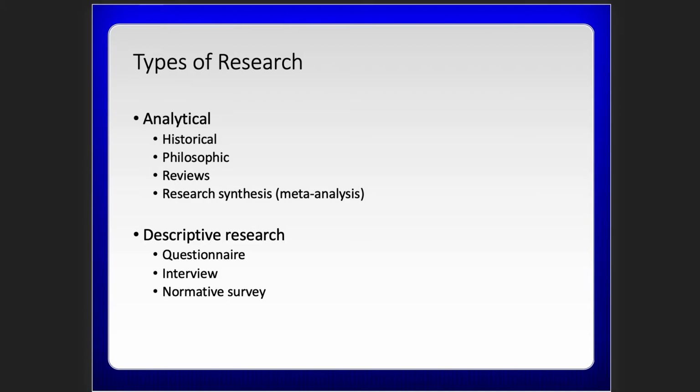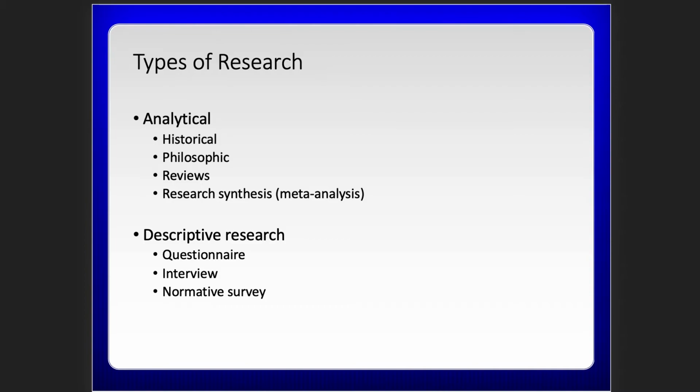Now, the types of research, there's analytical and descriptive. The analytical you can look at from like historical. So these are facts that are present on maybe like state of affairs. The philosophical, based upon facts that try to create some sort of theoretical model, maybe about how somebody should live, what we should do in certain situations, how we should treat others. There are reviews, like literature reviews about a certain topic. And then we have the research synthesis or the meta-analysis.